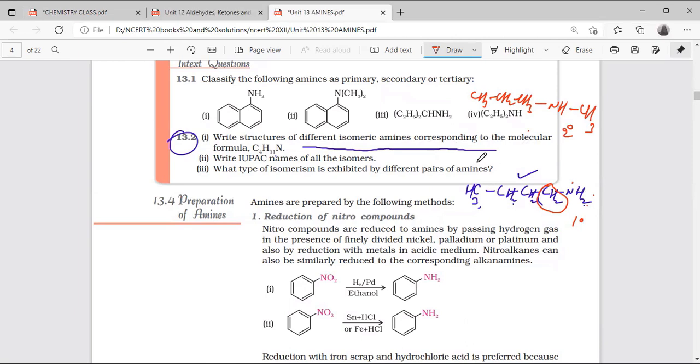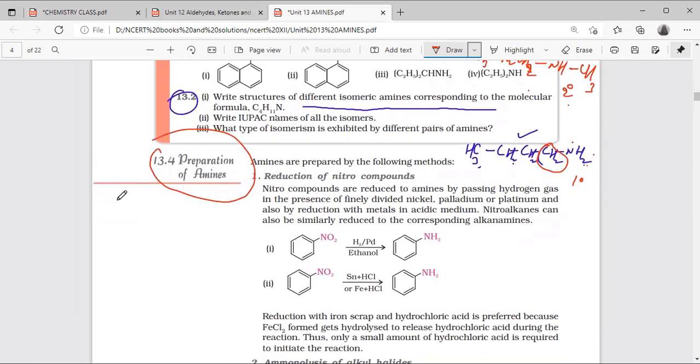Understood this? Then one more CH2 you can substitute on this. Then it is N,N-dimethyl ethanamine. So primary, secondary, tertiary, you can write it. Okay, like this.